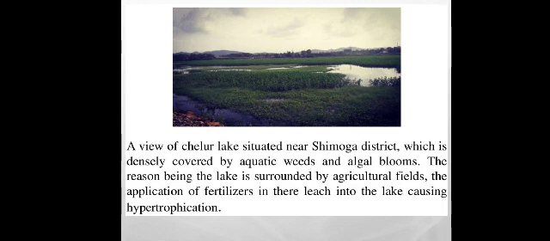Here we can see in the lake, surrounded by the lake, the weeds are growing fast, which can cover the whole upper surface of the lake, and this is called eutrophication.